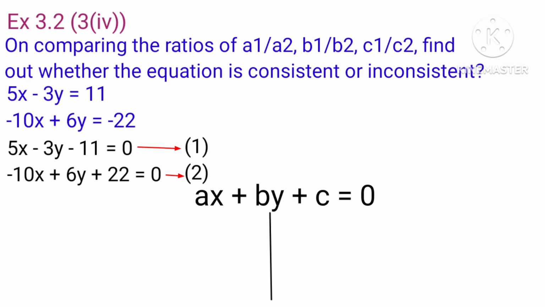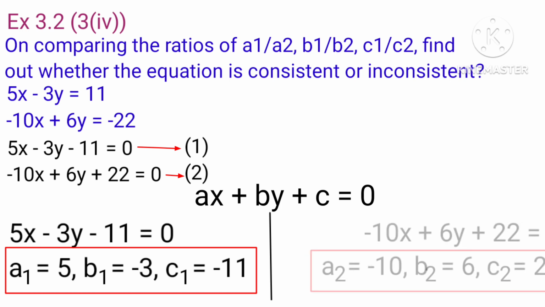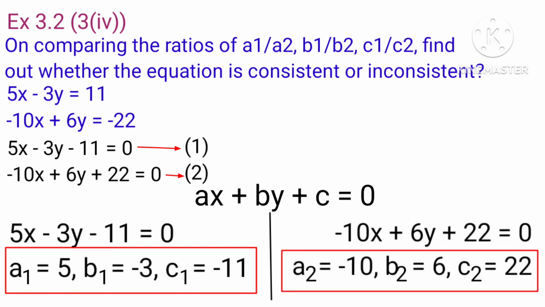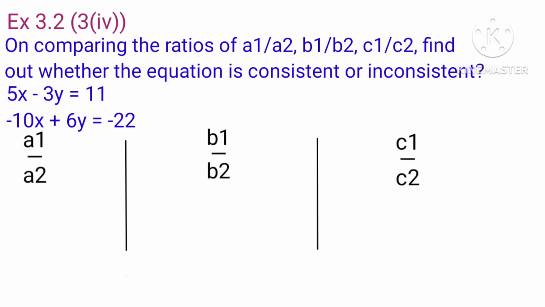Now we have to compare it with the formula ax plus by plus c is equal to 0. So for the first equation we get a1 is equal to 5, b1 is equal to minus 3 and c1 is equal to minus 11. For the second equation, a2 is equal to minus 10, b2 is equal to 6 and c2 is equal to 22. Now we have to substitute in the formula a1 by a2, b1 by b2 and c1 by c2. So we get a1 by a2 is equal to 5 by minus 10. After cancelling it, we get minus 1 by 2.